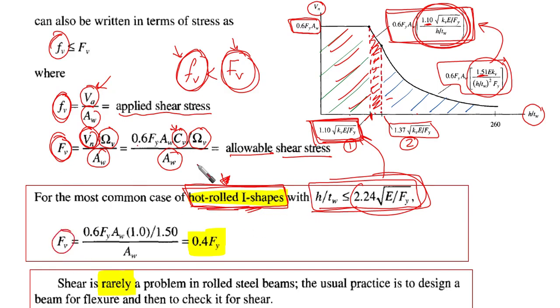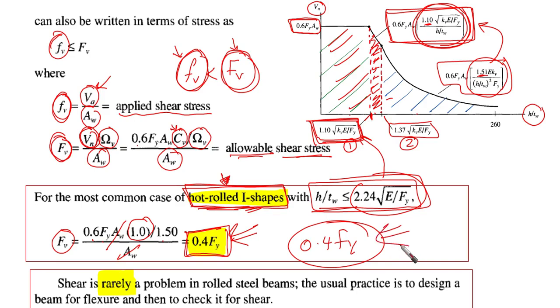So Fv, which is the allowable shear stress, is going to be directly, for Cv, it is going to be 1. Okay, area web cancels with this, so 0.6 times Fy over 1.5 gives us 0.4 Fy. Commonly, we are going to use this. So whenever it is hot rolled, without thinking too much, 0.4 Fy is your allowable shear stress. Do not think too much about this. Okay, you need to be quick in the calculation. So if your case is hot rolled I shapes, 0.4 Fy is the allowable shear stress.